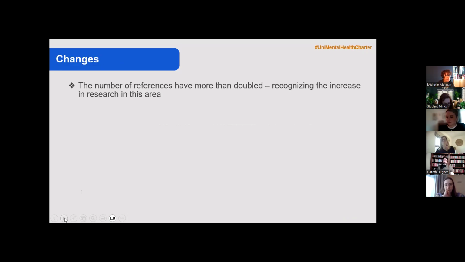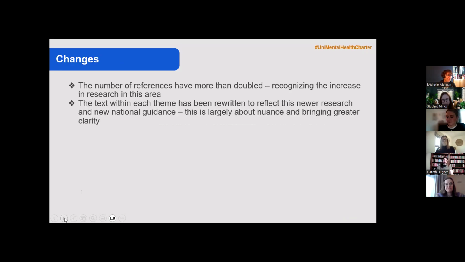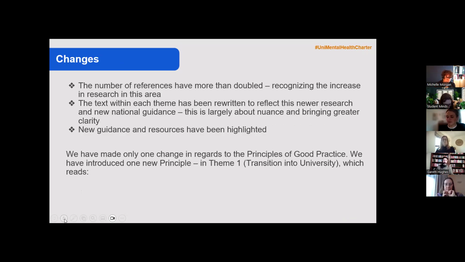The number of references has massively increased, and that's just because of the amount of new work that's been published. So there's a lot of reading done in the summer. As I said, the text has been rewritten to reflect all of that and to bring greater clarity. There were a few places actually where universities had queried with us, exactly what does this mean, or this? So where that was the case, we've also tweaked that to make it clearer what we meant. And as I said, we've highlighted those new guidance and resources.